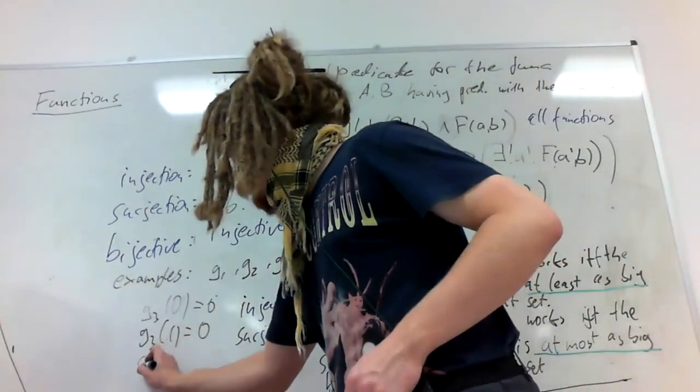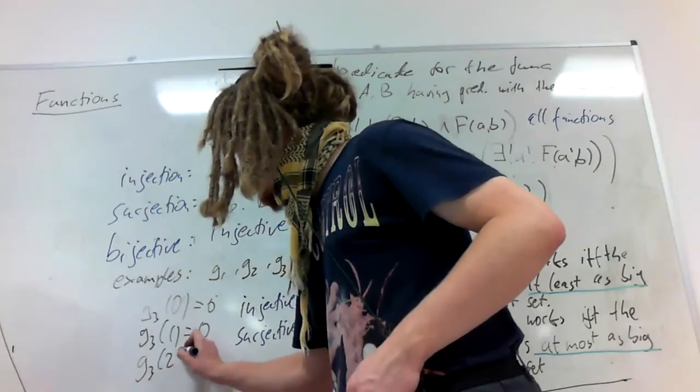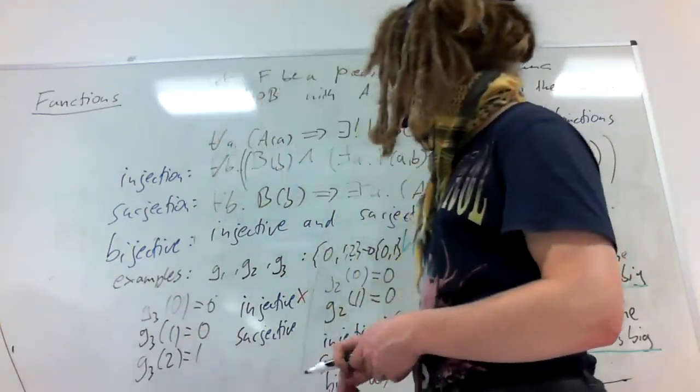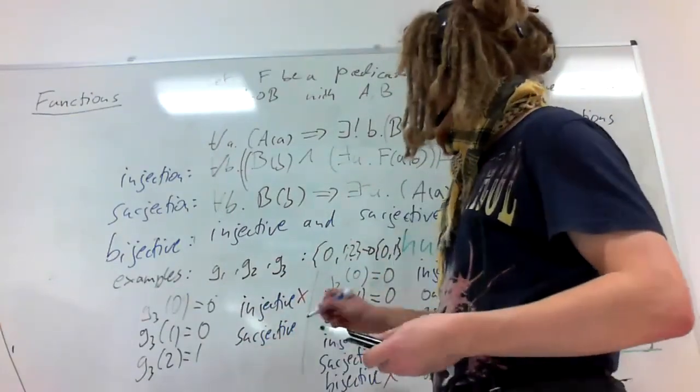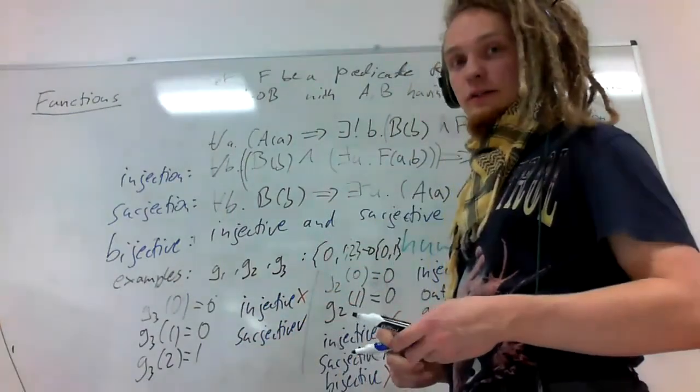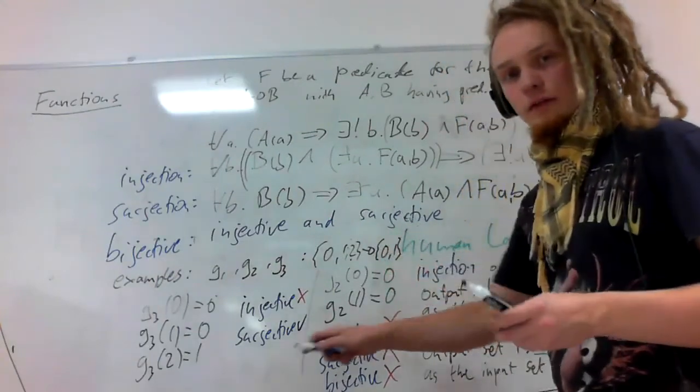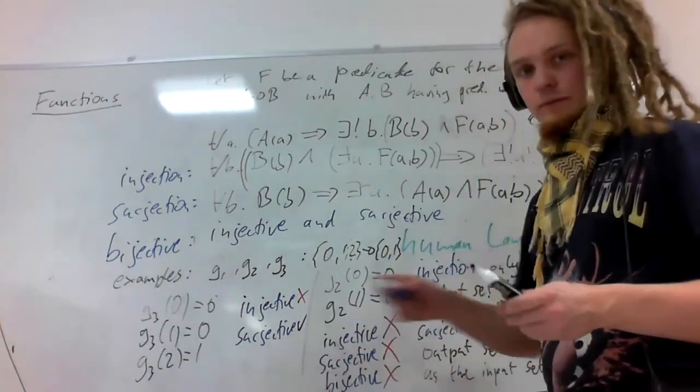Then we can obviously state, g(3) of 2 goes to 1, and then we're happy because we hit the 0, we hit the 1, so this thing is surjective but not injective. Can you see that? Yeah, you can. Cool.